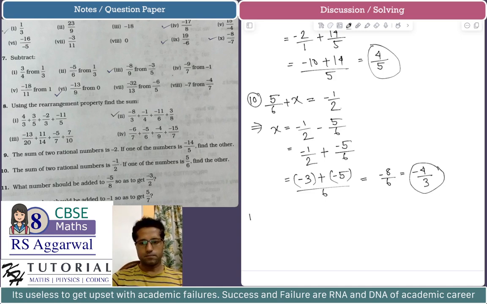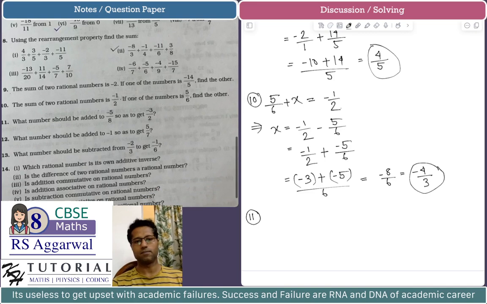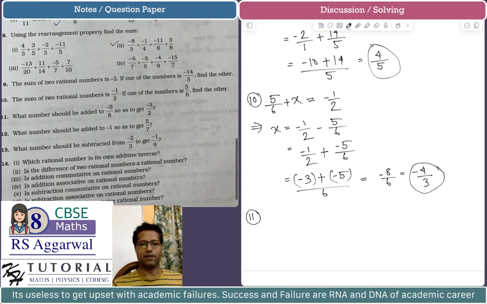Question number 11. What number should be added to minus 5 by 8 so as to get minus 3 by 2? This is the same problem as 9 and 10, but it is given in a different language. The problem statement is a little different, but the actual mathematical problem is the same. We have the number minus 5 by 8, and it is asking what number we should add to minus 5 by 8 to get minus 3 by 2. The number we have to find, let that be x.